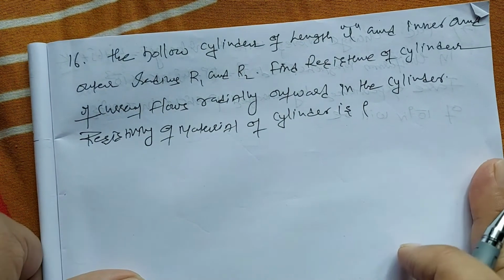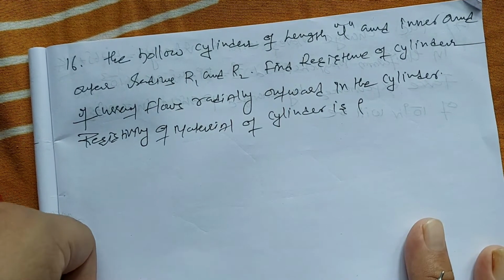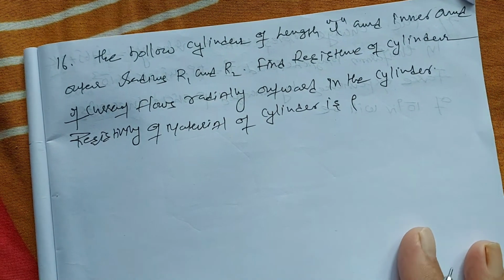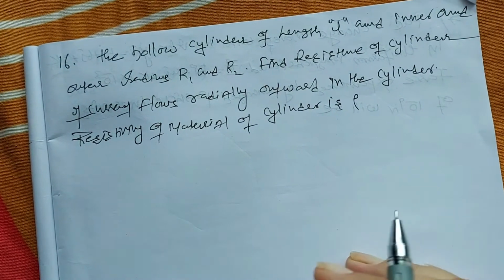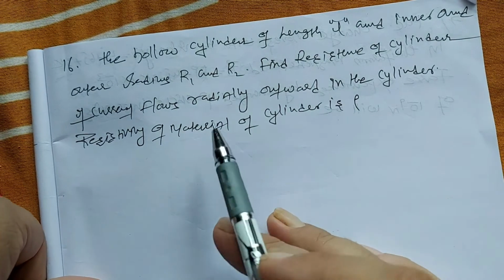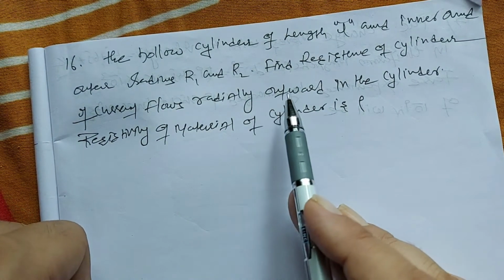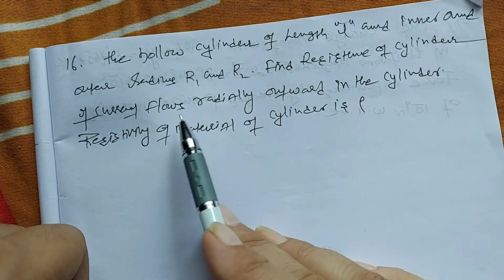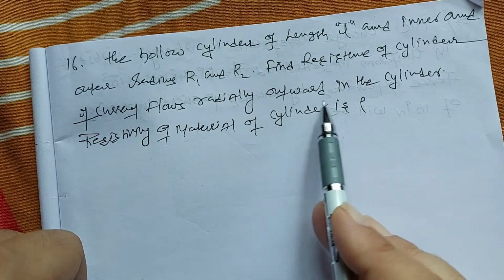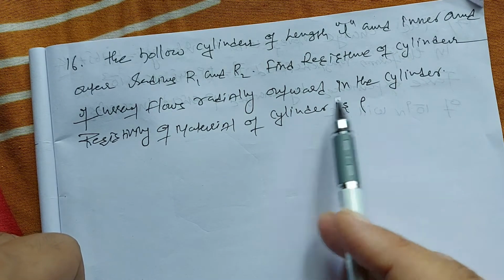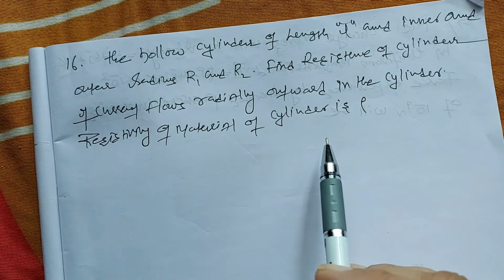Now let us discuss another important question. Here, first of all, read this problem. A hollow cylinder of length L has inner and outer radii R1 and R2. Find the resistance of the cylinder if current flows radially outward in the cylinder. The resistivity of the material of the cylinder is rho.